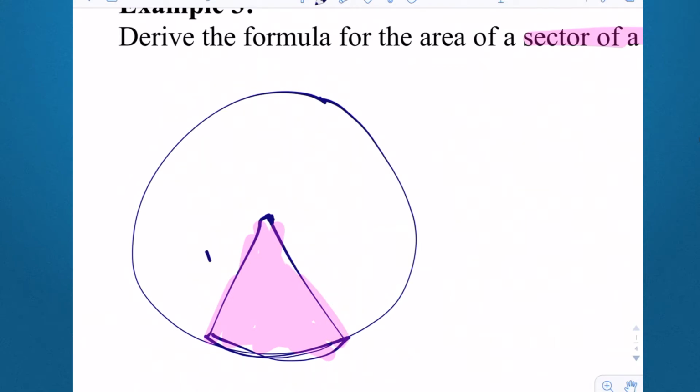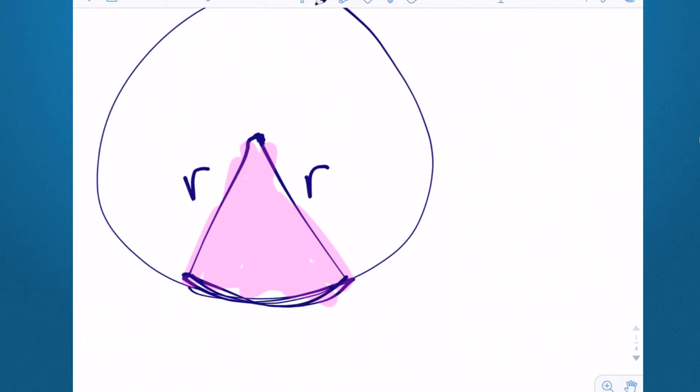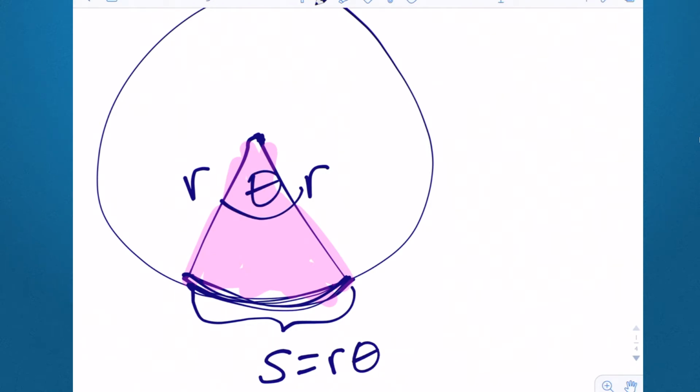Okay? And so we have a radius on either side, which makes it resemble an isosceles triangle. The only difference, instead of being flat along the bottom, you have the crust, right? Could be stuffed or not. We call that the arc length, which is r theta. The angle theta is the central angle.